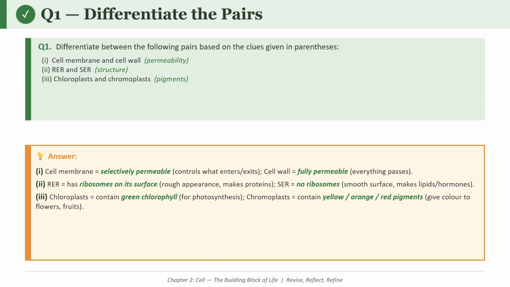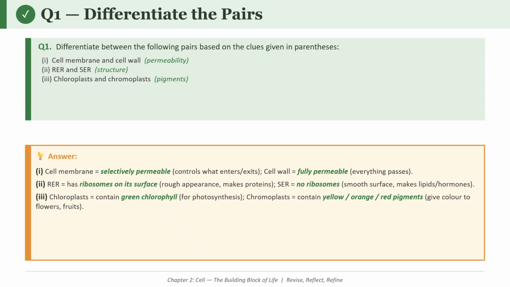So the cell membrane is selectively permeable. So it can control whatever enters and leaves. And the cell wall is fully permeable. So everything can pass in and out. When we talk about the rough endoplasmic reticulum, it has ribosomes on its surface. That is why it has a rough appearance, and also it makes proteins. The smooth endoplasmic reticulum doesn't have ribosomes. So the surface is smooth, and also it makes lipids or hormones.